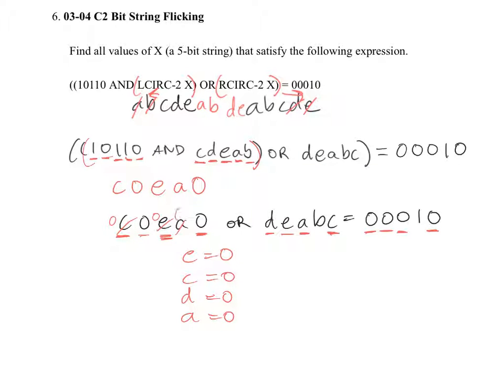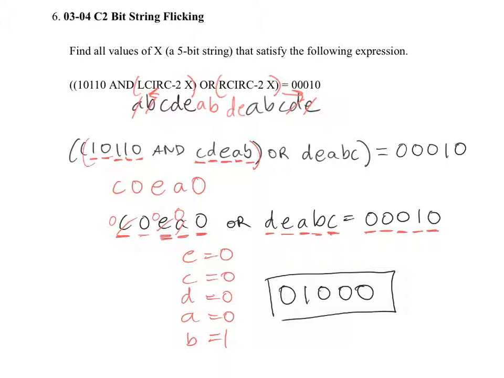Now we can plug that in for A. We have A or B equals 1. So finally B has to be 1. Then if we put this in order, we have 0, 1, 0, 0, 0. And that is your final answer for x.